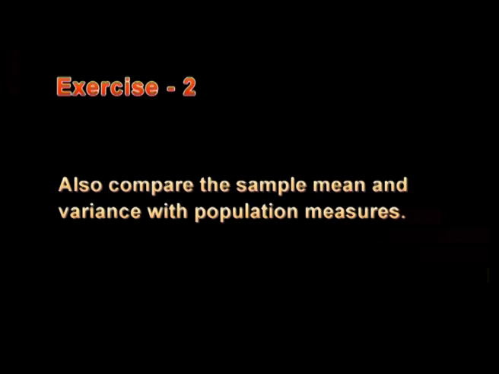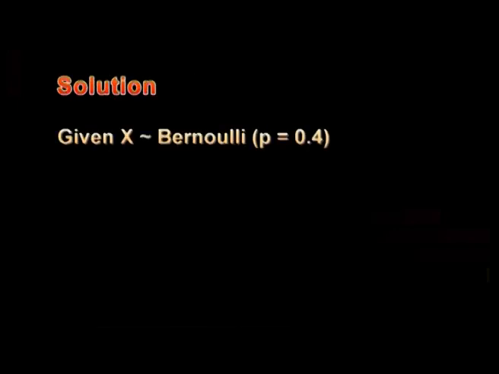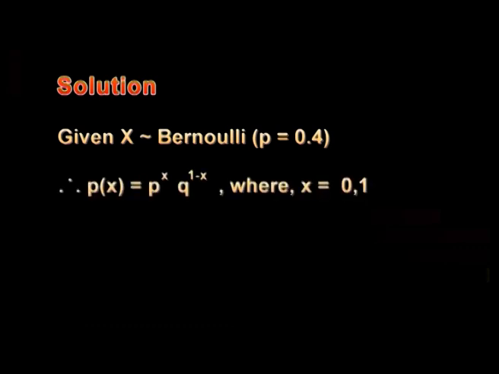Also, we need to compare the sample mean and variance with population measures. Given that x follows Bernoulli distribution with parameter p is equal to 0.4, therefore, the probability mass function p of x is equal to p power x into q power 1 minus x, where x takes the value 0 and 1, is equal to 0.4 power x into 0.6 power 1 minus x.